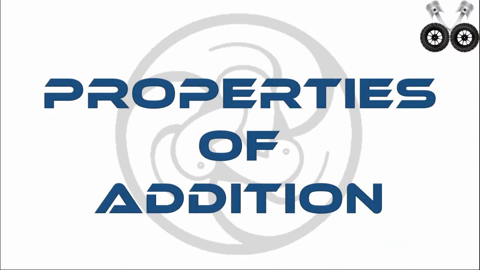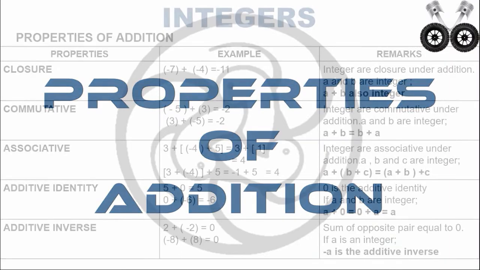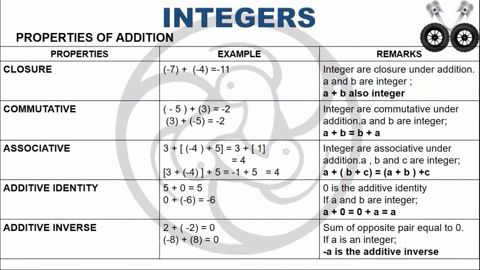So next we are going to see the properties of addition. So what is the first property? Closure. If a and b are integers, then a plus b is also an integer. We have to check whether the condition is satisfied or not. So first we are going to see minus 7 plus minus 4. Minus 7 and minus 4 are negative integers. Then I will get the answer as minus 11. That is also a negative integer. That means integers are closed under addition.